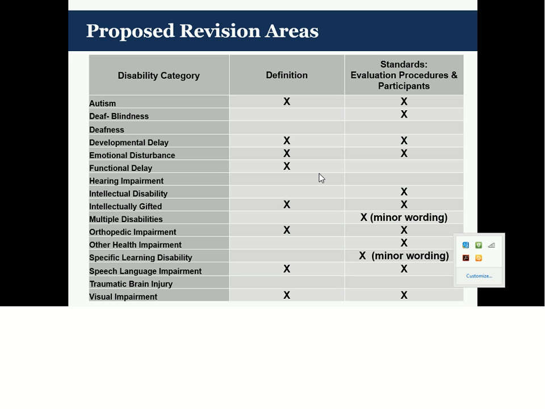The remaining 12 disabilities that had either a definition change or standards change or both are autism, developmental delay, emotional disturbance, functional delay, intellectual disability, intellectually gifted, orthopedic impairment, other health impairment, speech or language impairment, and visual impairment. So we're going to be going over the larger changes associated with each one of those disabilities through this webinar. Make sure that you review all of the categories, though, to know every single change that has taken place.